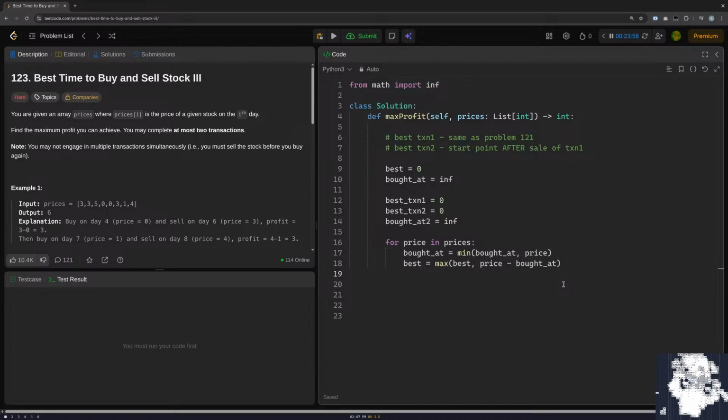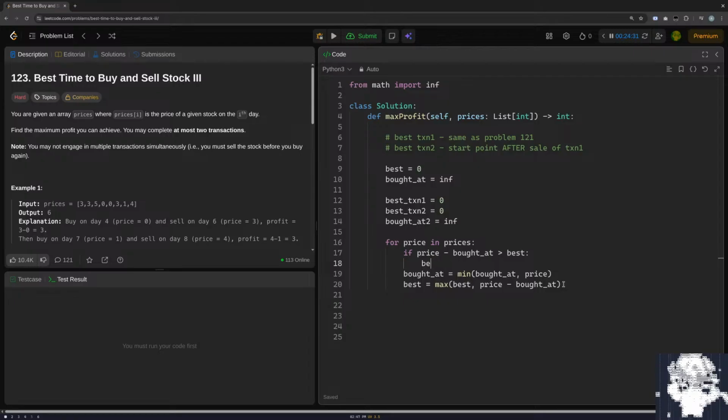So best transaction 1 equals, I don't know why I'm having so much trouble with this. I'm going to go back to doing it procedurally, because that's going to help me deal with the second transaction at the same time. So if price minus bought at is better than best, best equals price minus bought at.